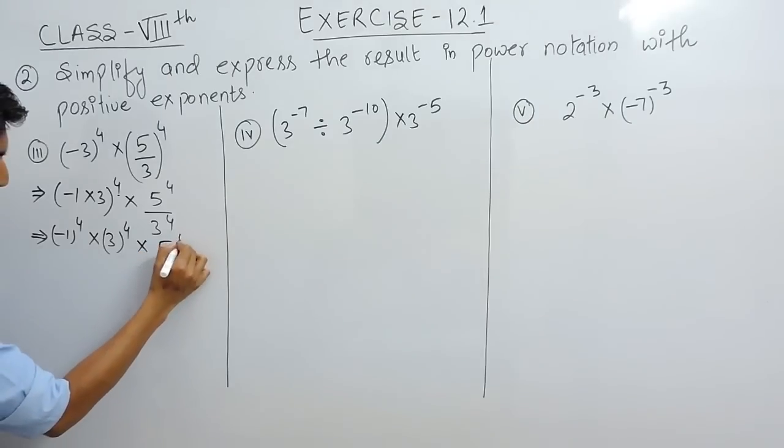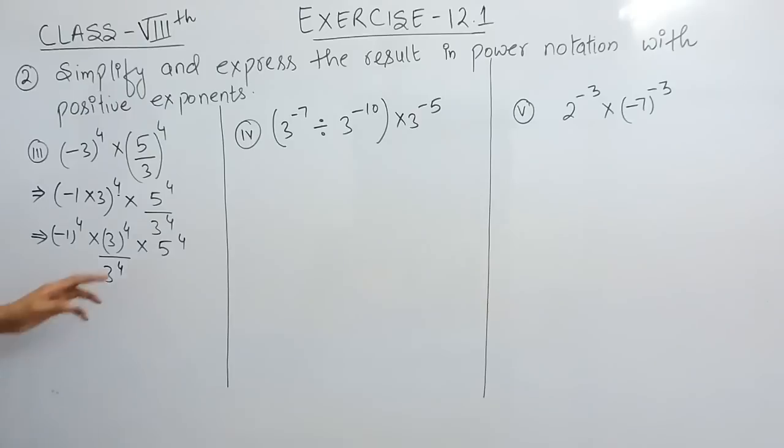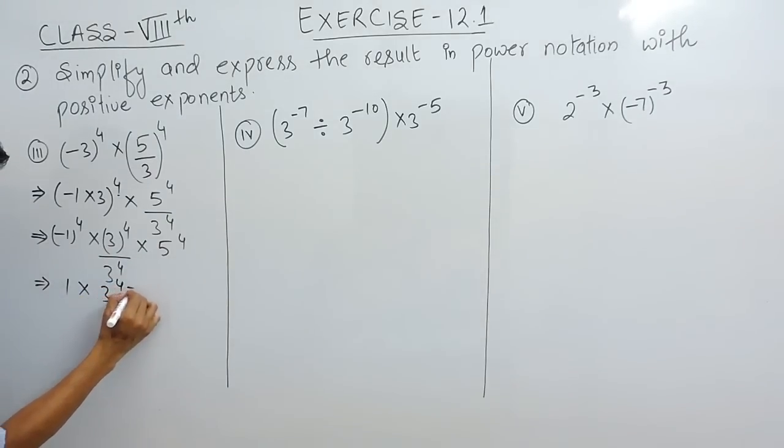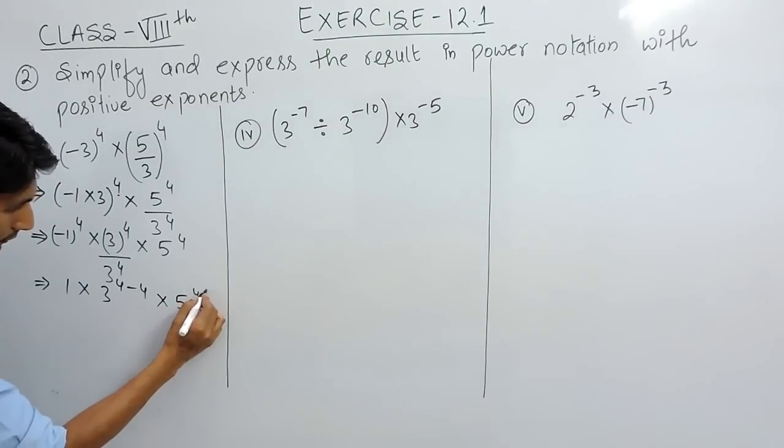This is 5 raised to power 4, and this is divided by 3 raised to power 4. So we can write 3 raised to power 4 with 3 or with 5. Minus 1 raised to power something, because the power is even, so minus will become positive. Here the bases are the same, so we know that whenever the bases are the same, the powers get subtracted, and this is 5 raised to power 4.